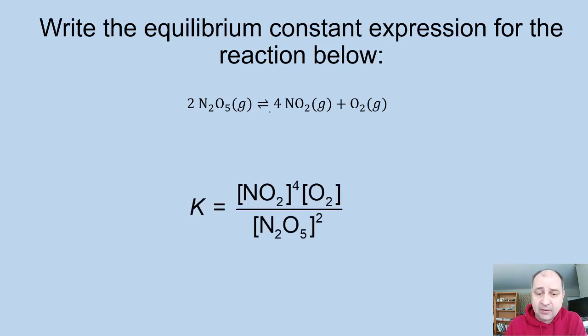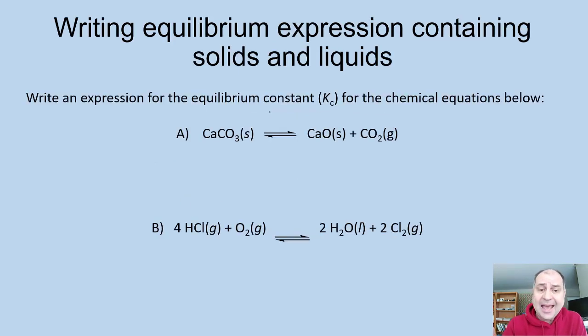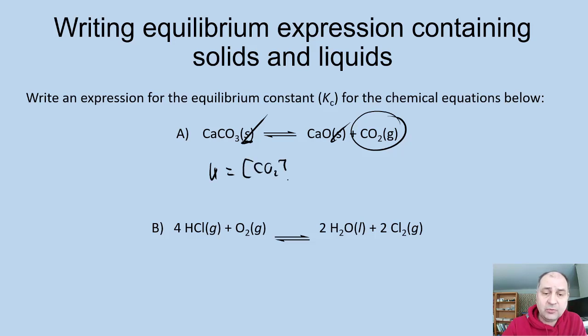So we only are going to incorporate the concentrations of gases and aqueous species. If we have solids and liquids, they have a constant concentration throughout the reaction, so we ignore them here, right? So if you have a calcium carbonate that's decomposing, which produces carbon dioxide and calcium oxide, the only thing that matters to the equilibrium constant is the gaseous species here. The solids don't matter. So K is going to be equal to the concentration of CO2 and not calcium oxide, and you are done. That's the equilibrium expression.